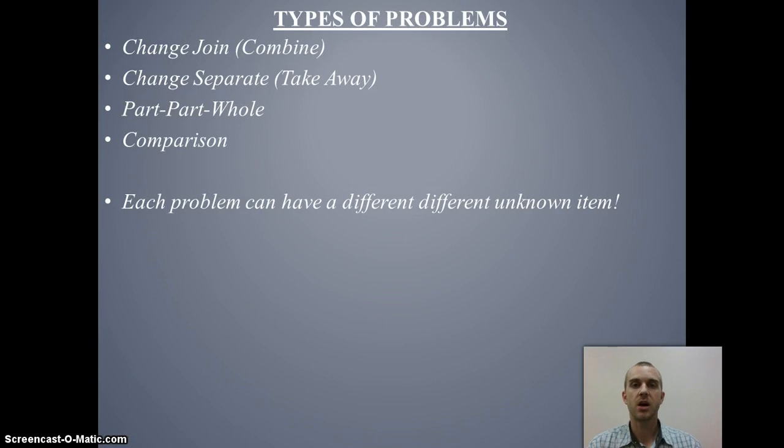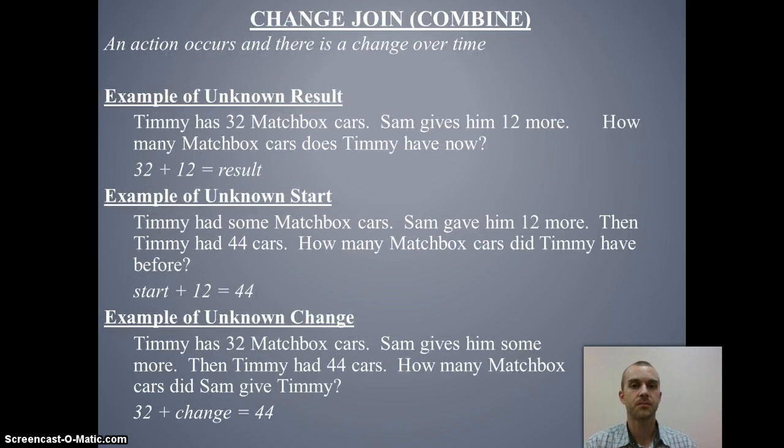Now, when we talk about addition and subtraction problems, we have four primary ways we can see them. They can be join, separate, part-part-whole, or comparison. And each of those can deal with different unknown items. For example, when we do the change join problems, we have some action that occurs over time, and something's going to change. So when this happens, we can either have the result not known, where we began not known, or what's changing not known. And here's the three problems.